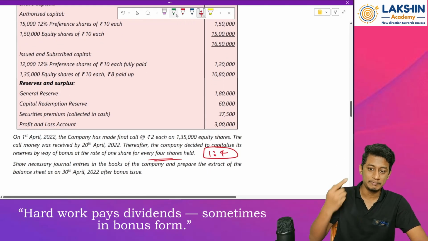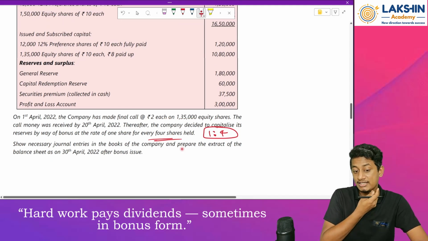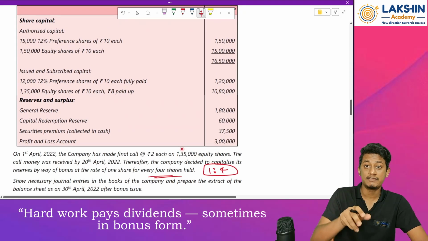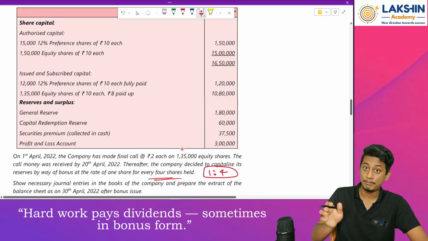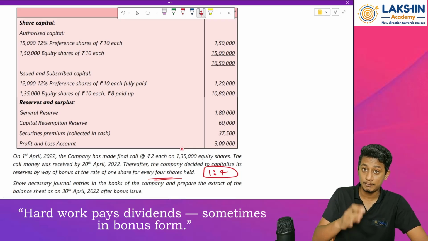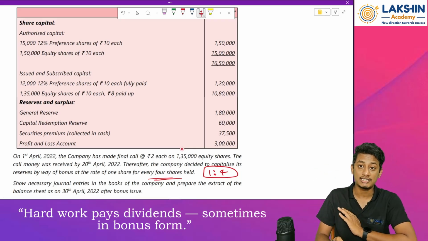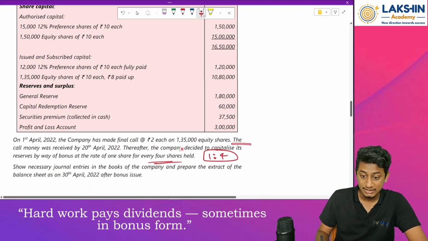Okay, before that, let's pass the entries for making the final call. Now tell me, in this case, am I receiving the money for the call or not? I am receiving the money for call because the company is making the final call now. In the previous question, the company was not making the final call, but the company was using the reserves to pay for the final call and was not asking any money from the public, right? But in this case, they have clearly mentioned that the call money was received on 20th of April.